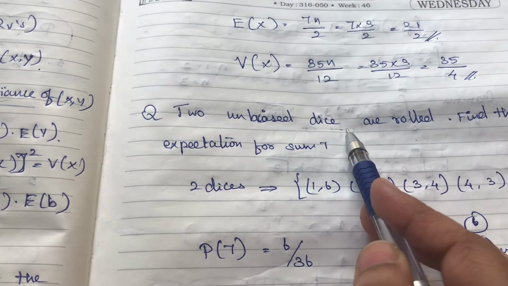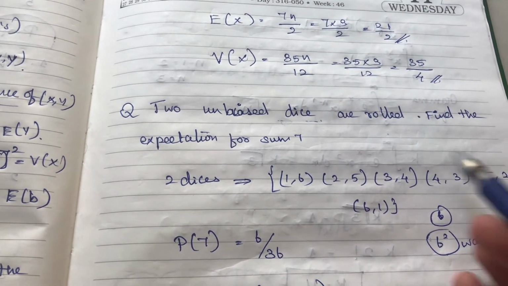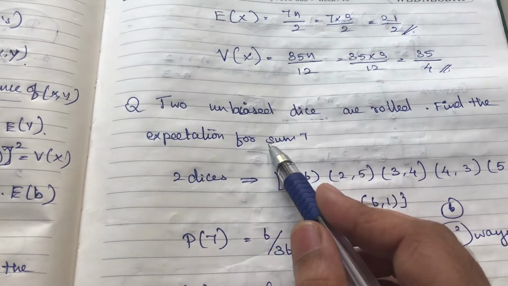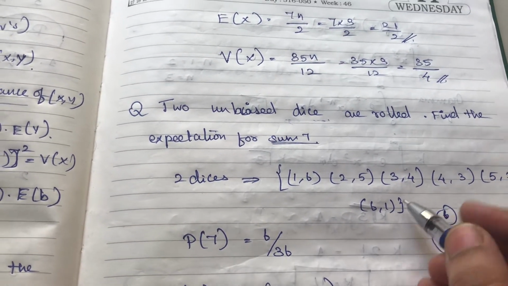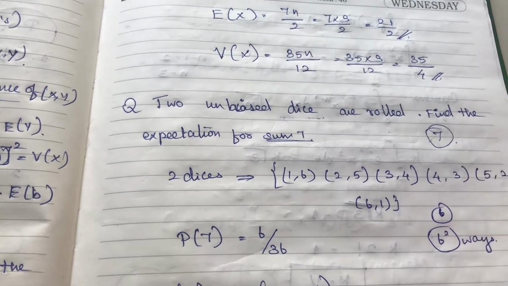Okay, and the next sum, 2 unbiased dice. So they have given 2 dice are thrown. Find the probability for sum 7. So 2 dice are thrown, and they have asked for the sum 7.